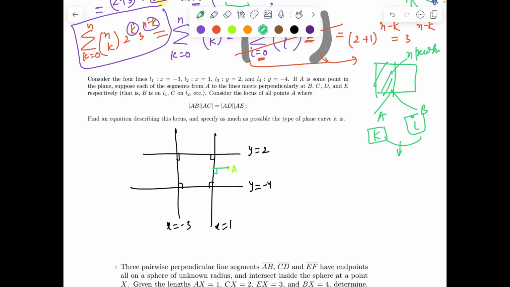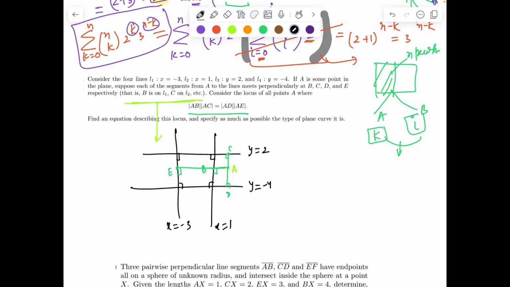So basically they want this perpendicular distance, so B, C, D and E, such that B lies on L1, C lies on L2. So you can just go with a diagram. It's not exactly what is told over here, so take care of that. Fine. Then consider the locus of all points such that the segments AB, AC and AD, AE are equal.